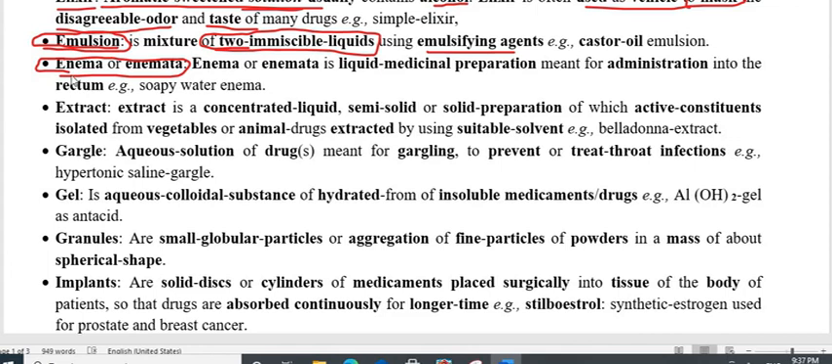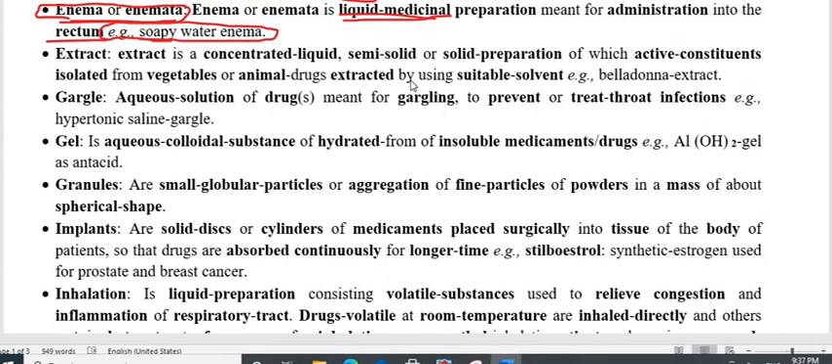So enemas are liquid medicinal preparations, usually soapy in nature, and that liquid should be administered through the rectal route, through the anal route, and is used to remove the content present in the rectum. So soapy water enemas are used to relieve the patient from constipation, and the medicinal preparation in liquid form should be administered through the rectal route to remove the content present in the lower end of the digestive tract. So this is about the enema or enemata.